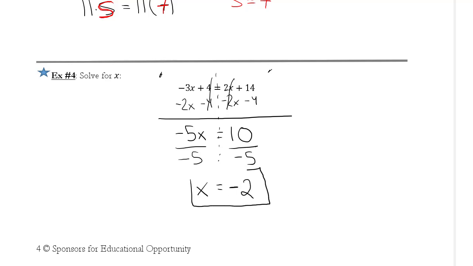Now, we definitely, of course, want to check that. I'll leave it to you guys to check that. So plug in x equals negative 2 anywhere you see an x, and make sure that that equation is indeed true.